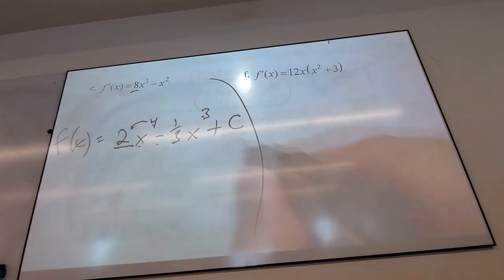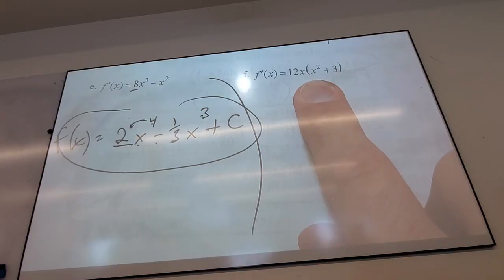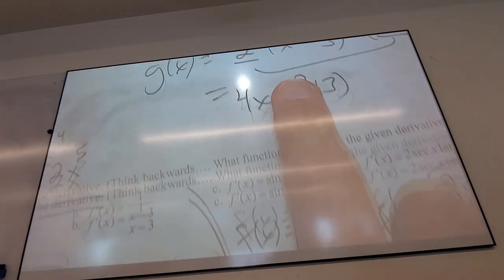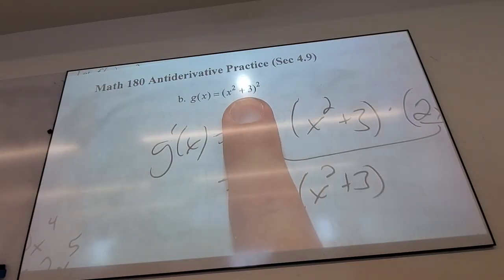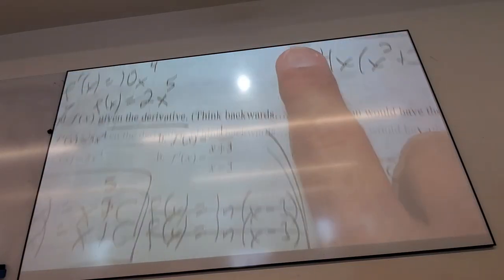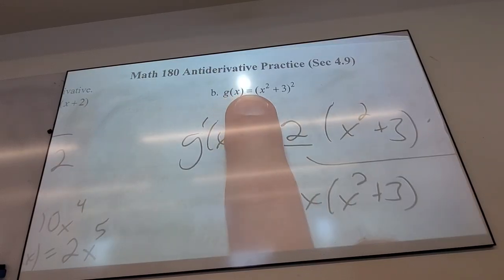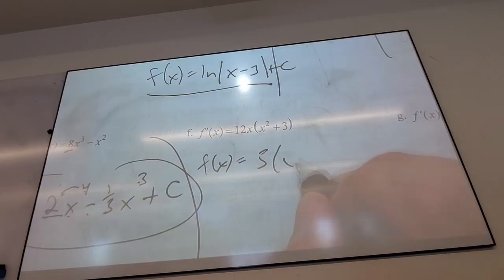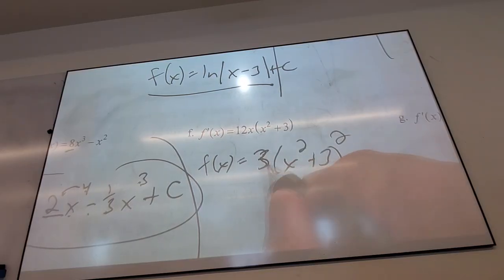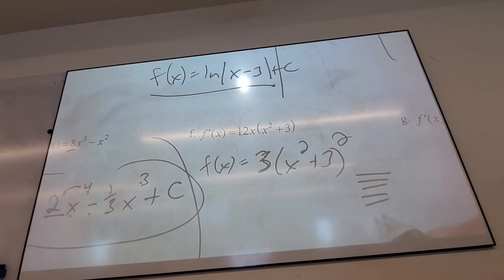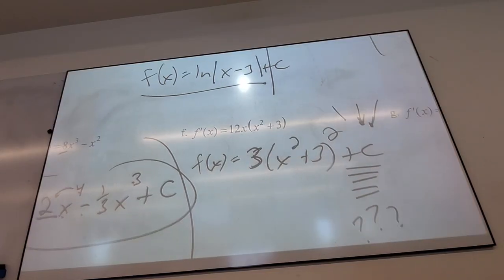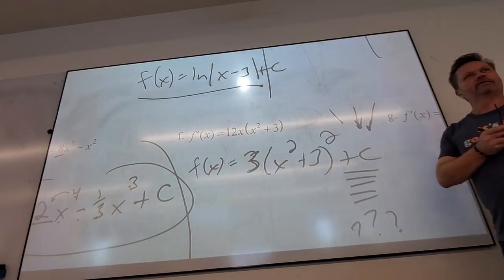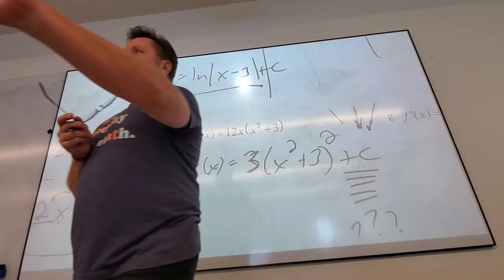So what about this guy? 3x plus... If that was a 4x, the answer would just be that, right? But it's a 12x, so it must have been this with what in front of it? 3x. A 3. Plus C.